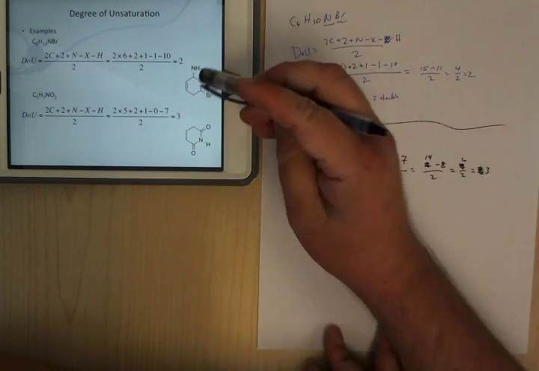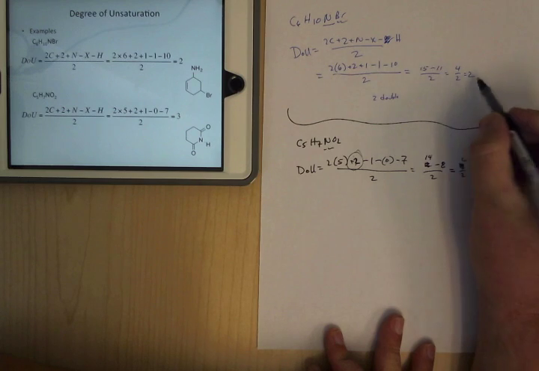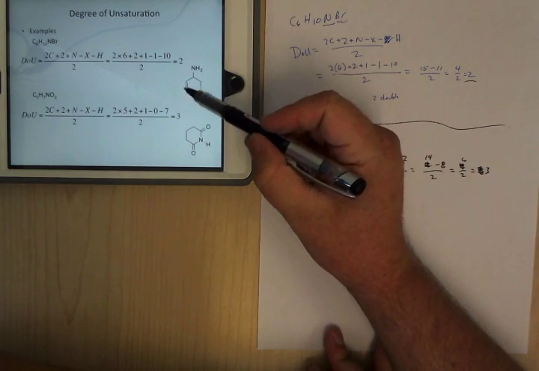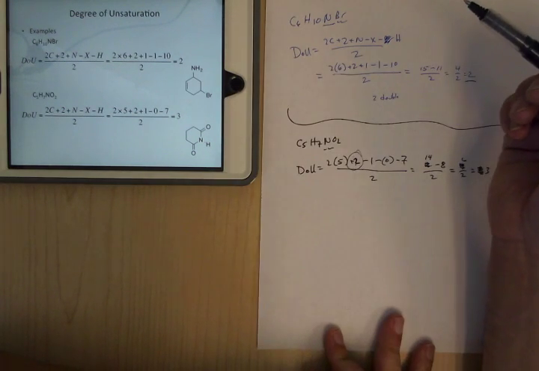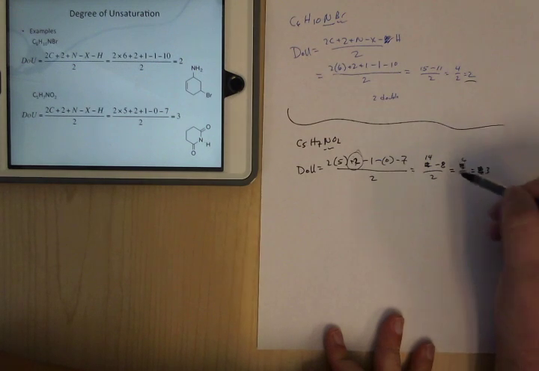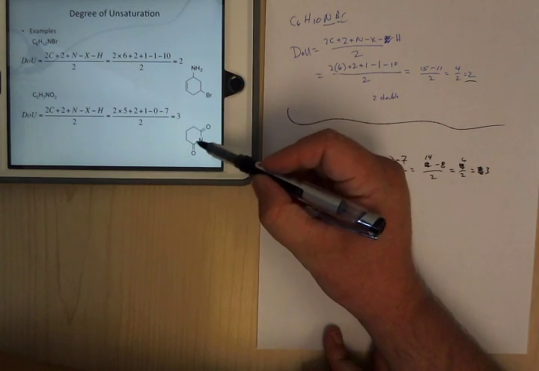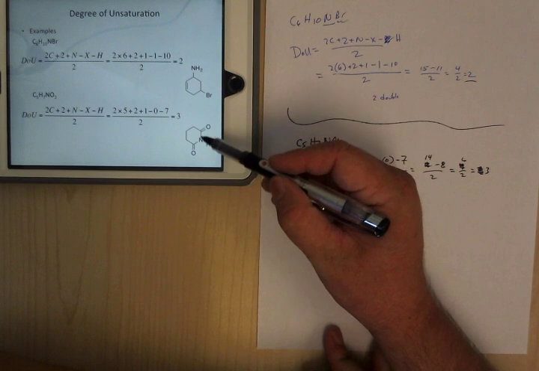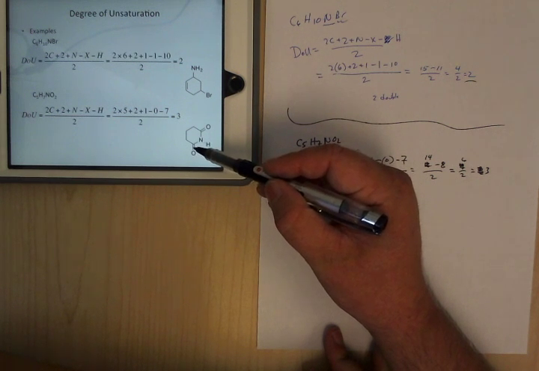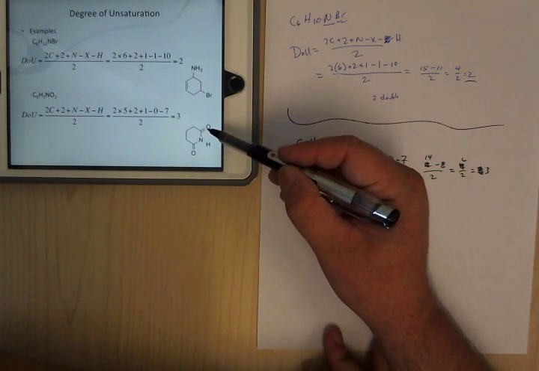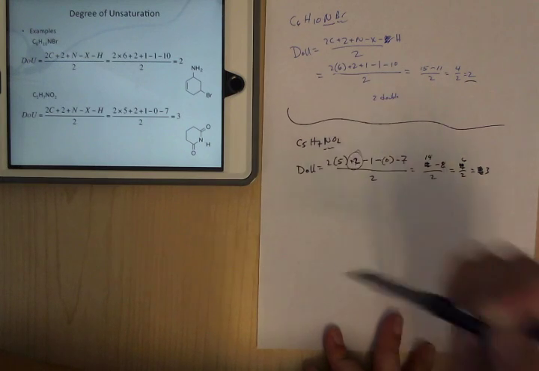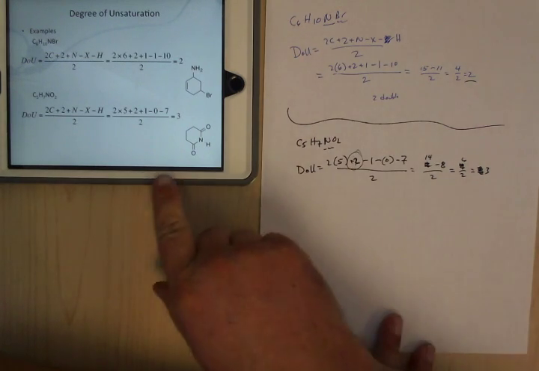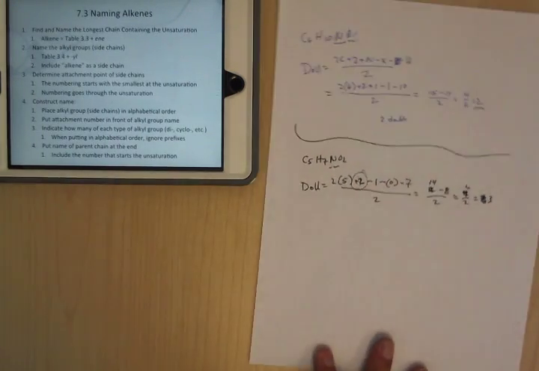Okay, so an example of this one would be, this one would have a ring and a double bond in it. This one here, 3, so you'd have the ring, so that's 1 degree of unsaturation, then you have a double bond here, so that's another degree, and then another degree right there. So there you go.